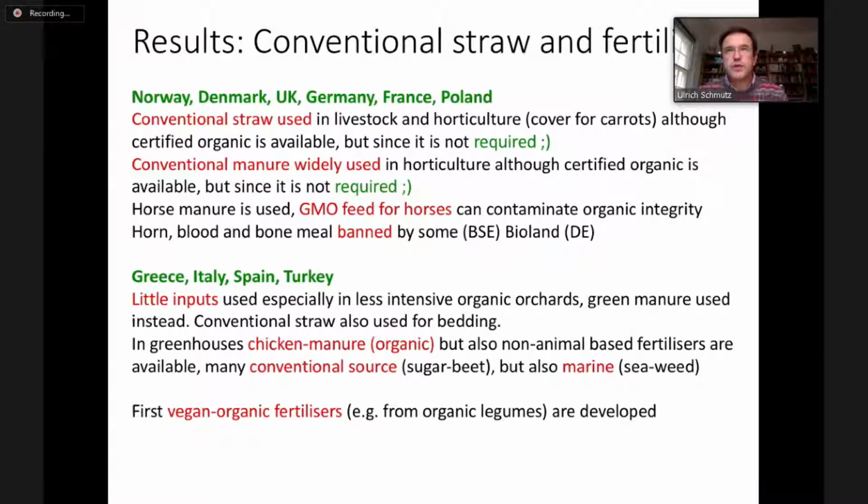So what will also happen fairly soon is that conventional straw is still allowed in livestock production and in horticulture. For example, we use it to cover some of the crops, and this is a very contentious thing because this straw from conventional farming has all the herbicides and pesticides still in it, and if you use it just to cover an organic crop, you actually incorporate those residues in the organic supply chain.